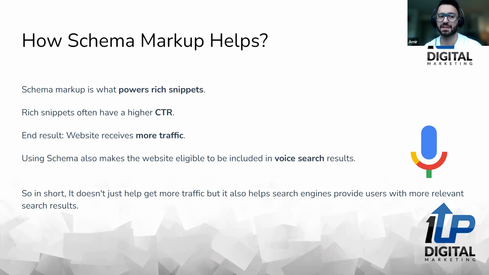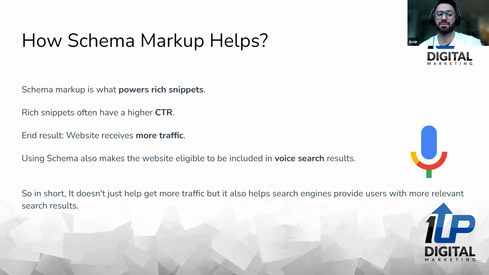Rich snippets, like I said, often have higher click-through rates, especially if your competitors are using schema markups. If you're on the first page of Google and everybody else is using schema markup for a product, but you're not, that's a big disadvantage, and you'll end up losing lots of clicks. So the end result of using schema markups is that the website receives more traffic.